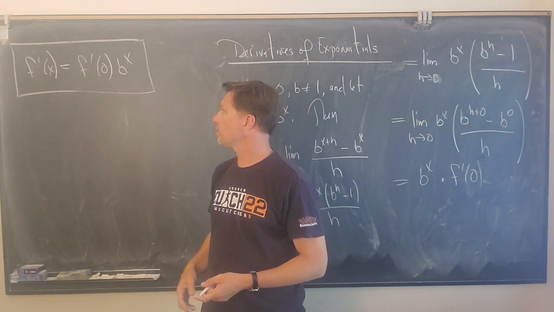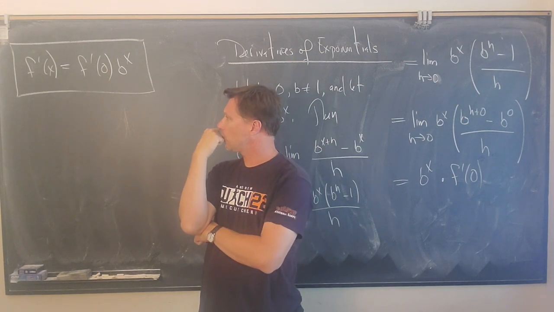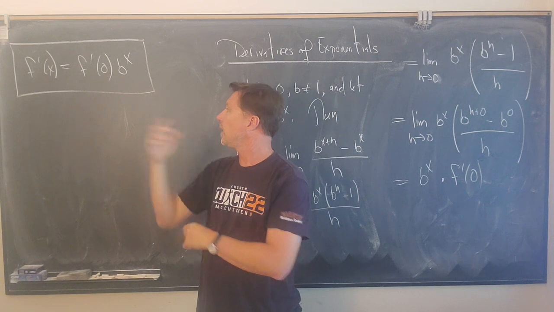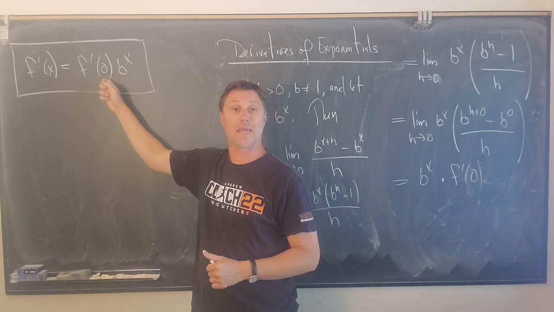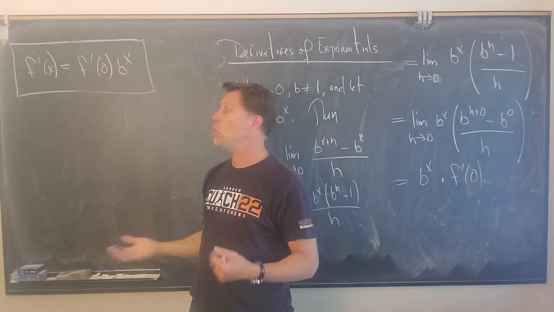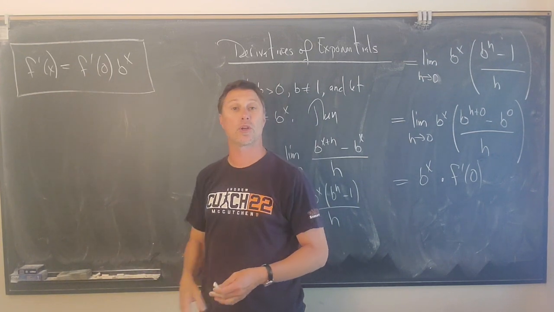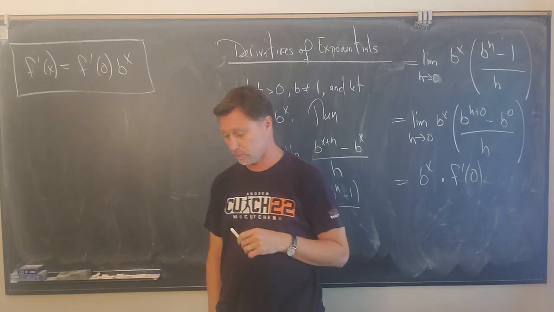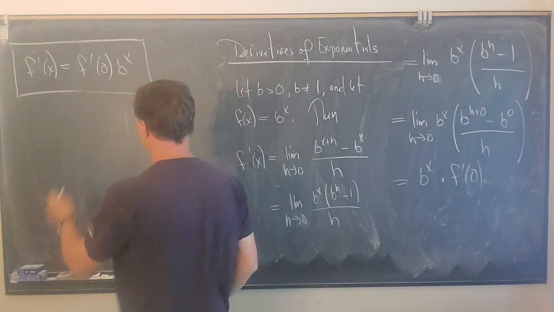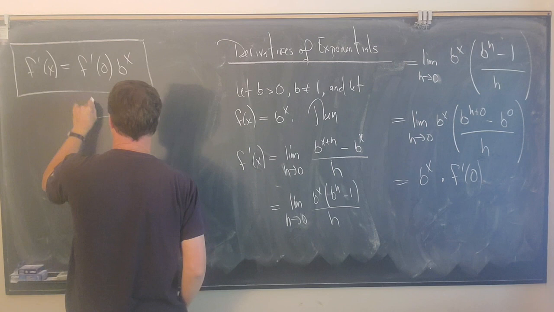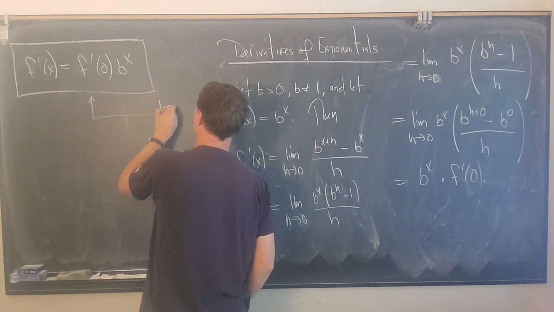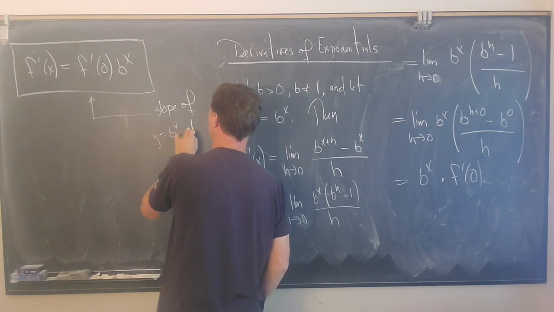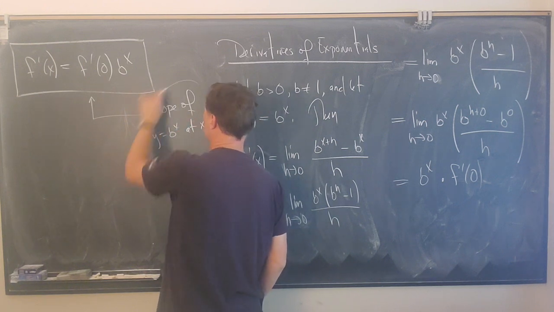what is this? So what this is saying, though, is that the derivative of the exponential function is a constant multiple of that same exponential function. And who is the constant? It's f prime of 0, which is the slope of the function at 0. So in fact, let's highlight that. That's the slope of the graph y equals b to the x at x equals 0.